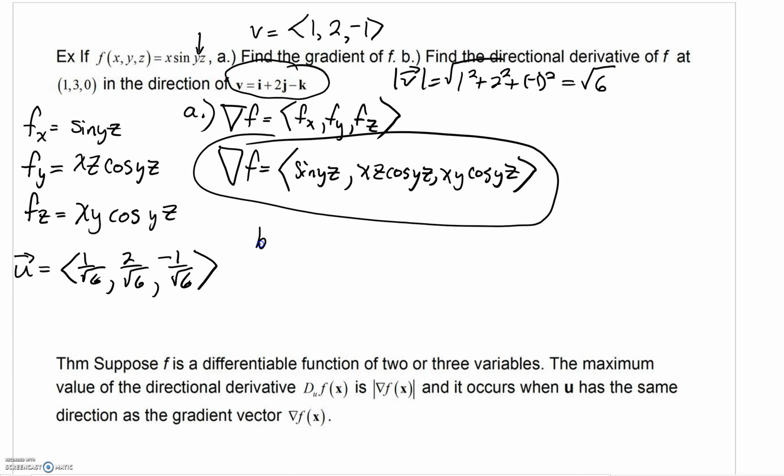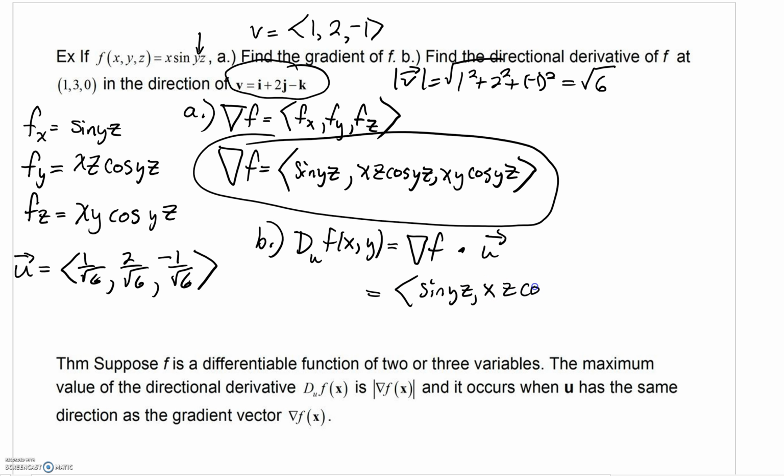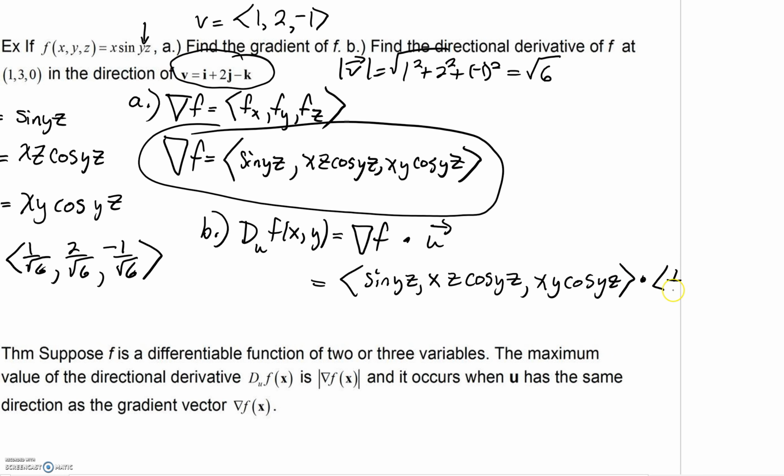So for part B, what they're really saying is, you want to find your directional derivative for f of x comma y, it's going to be your gradient dot producted to u. And I want to show you that you can actually write out a dot product. It's fine, you can do that. You should see it written that way too. So we're going to say dot that with this ugly thing right here. We get 1 over root 6, 2 over root 6, negative 1 over root 6.